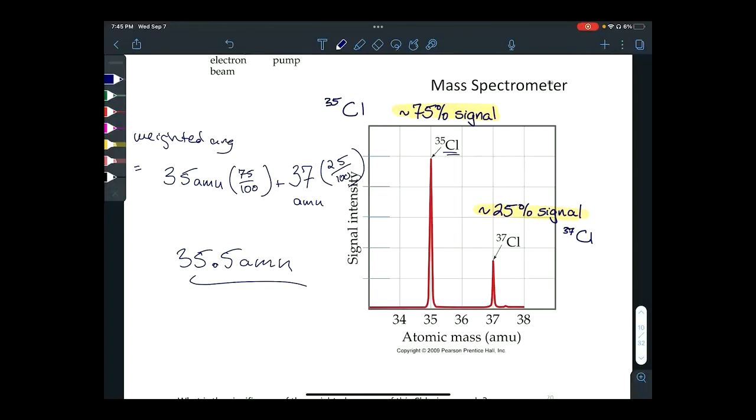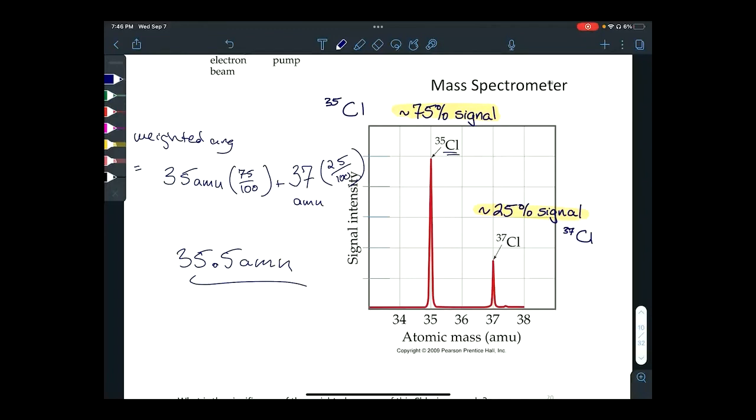What's the significance of this value? It's just some random number. Look at chlorine on the periodic table. What's the mass of chlorine on the periodic table? 35.45. So we're real close. Remember, this is a naturally occurring chlorine sample. So we're looking at all of the isotopes nature has to give us here.